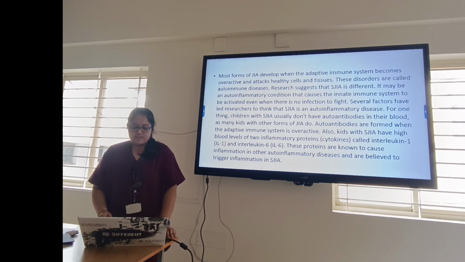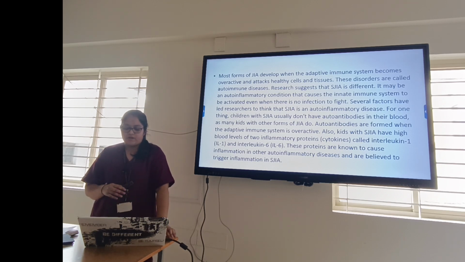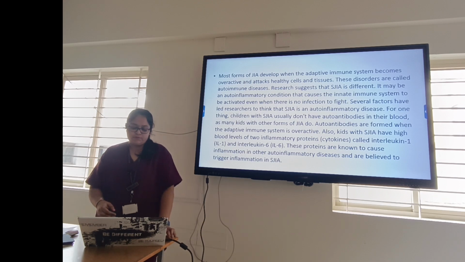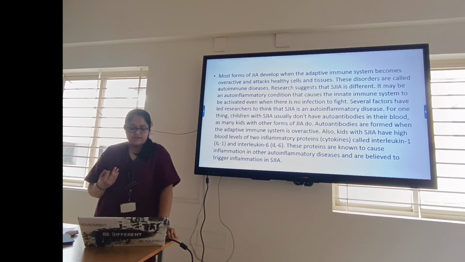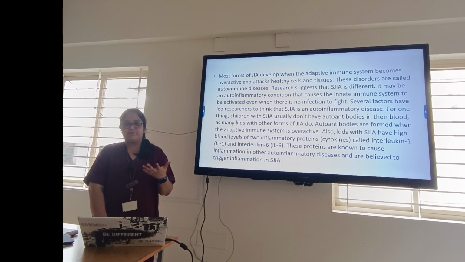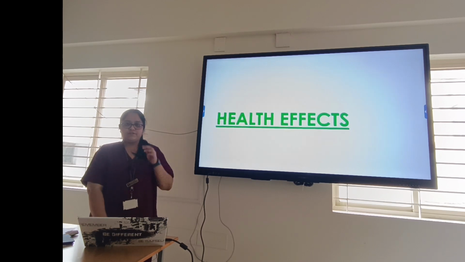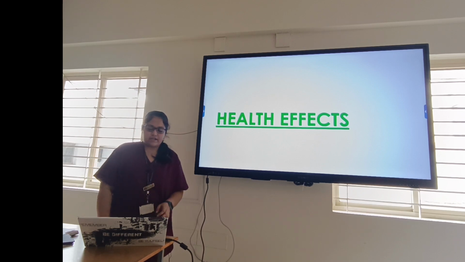Children with SoJIA usually don't have autoantibodies in their blood, but many kids with the other different forms of JIA do. Autoantibodies are usually formed when the adaptive immune system is overactive. So in SoJIA, what happens is there is an increase in levels of inflammatory proteins such as cytokines, interleukin 1 and interleukin 6. As a result of this increase in inflammatory proteins, it is called an auto-inflammatory disease. So what are the different health effects that SoJIA can have?